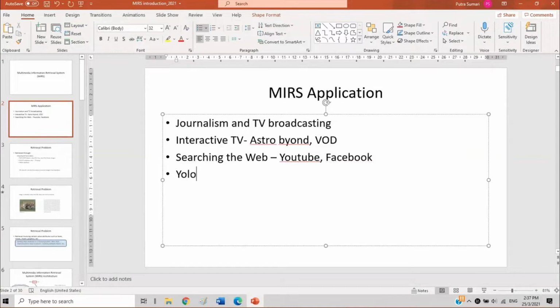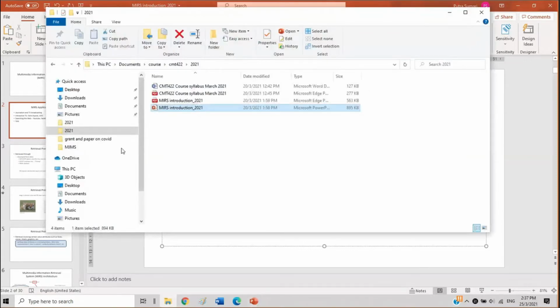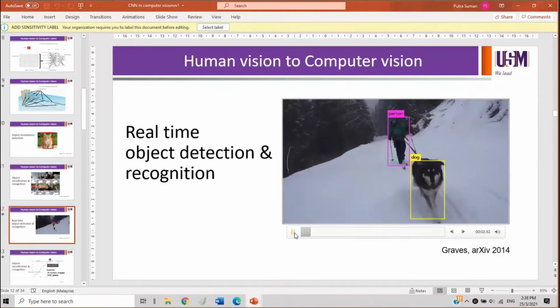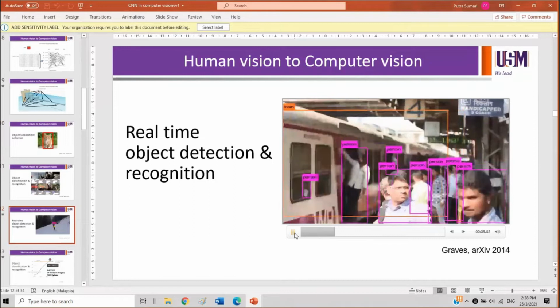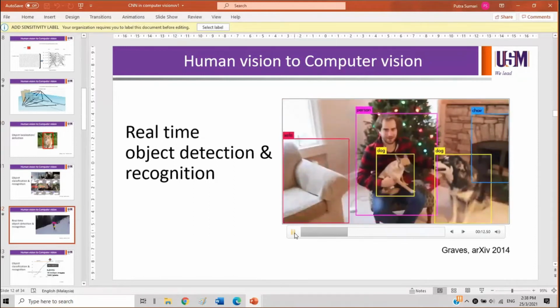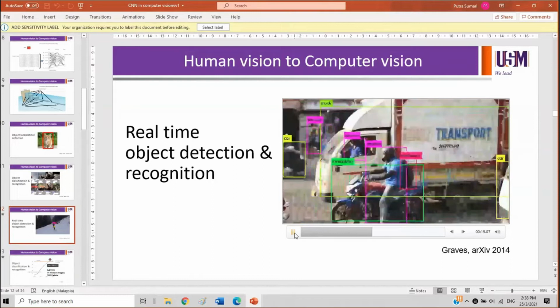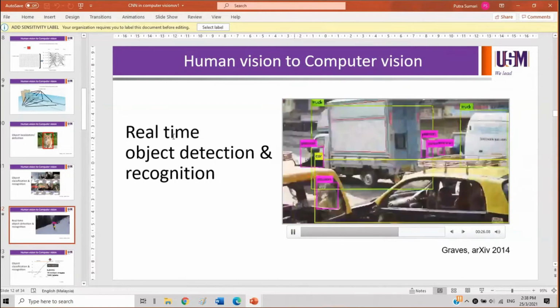Have you heard about YOLO, anyone? YOLO means You Only Look Once. Let me give you some examples. Just hold on for a while. This is YOLO. It is also considered a multimedia information retrieval system. You retrieve an object and name it as a dog. You retrieve the motorcycle and name it motorcycle. So YOLO is basically real-time object detection and recognition.